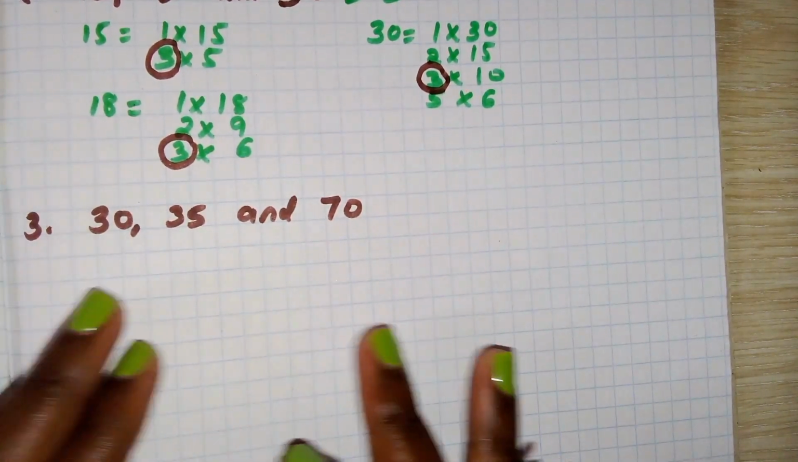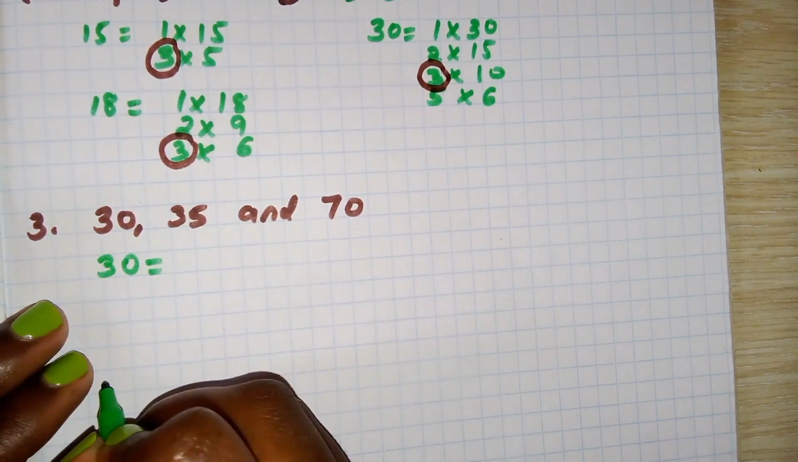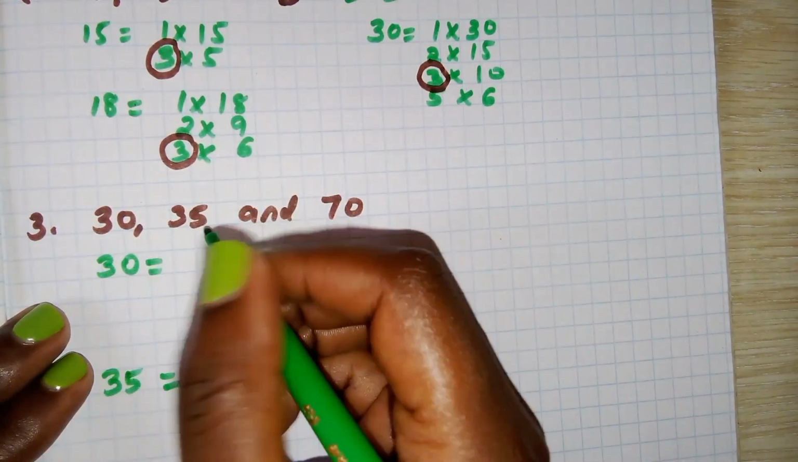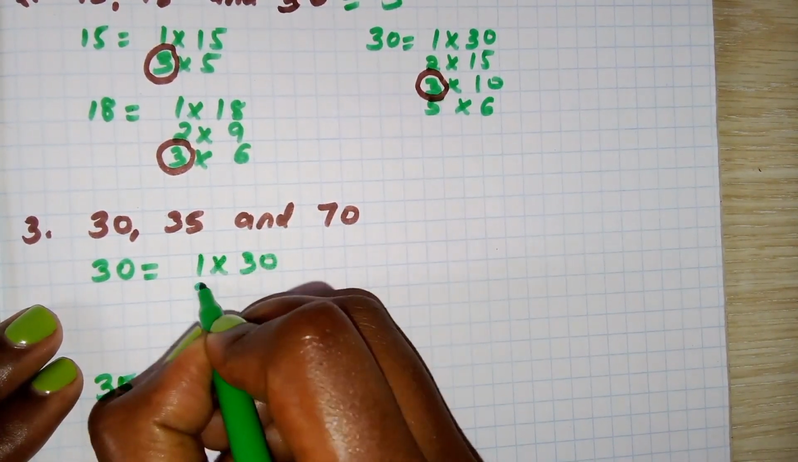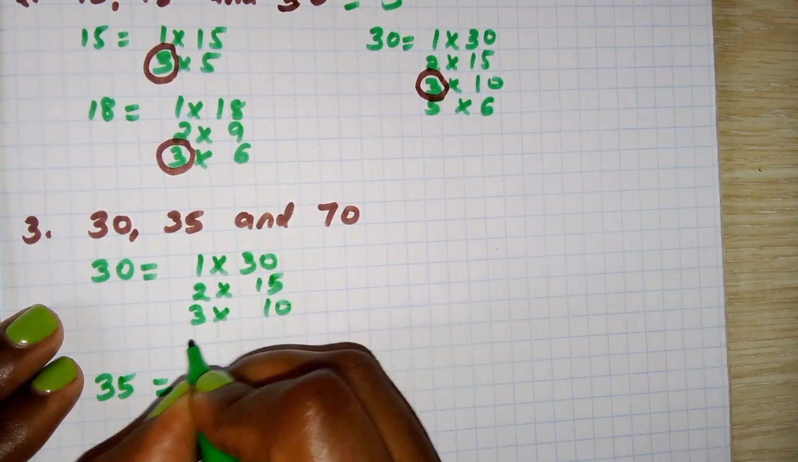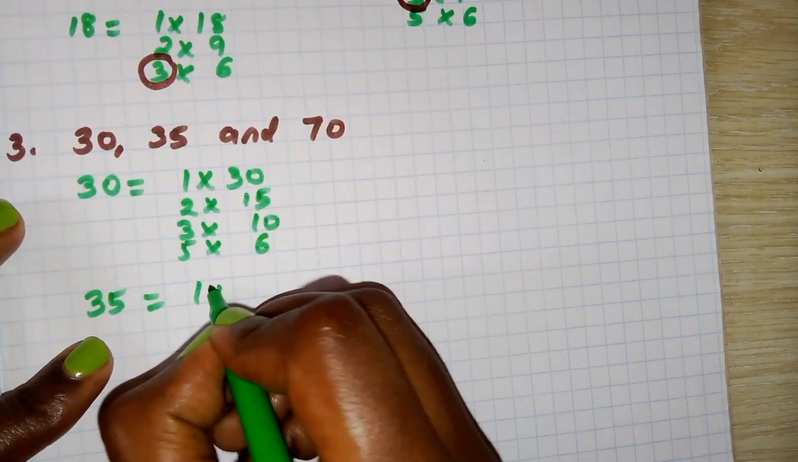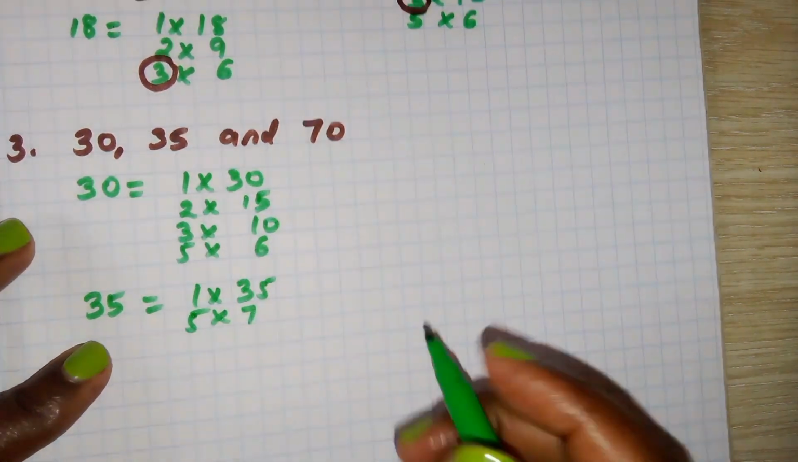Now the last one on HCF, we have 30, 35 and 70. By the way, pause the video and see whether you can try to get the answer by yourself. For 30, I'll just copy out these factors: 1 and 30, 2 and 15, 3 and 10, 5 and 6. For 35 we have 1 times 35, 5 times 7, and that is it.